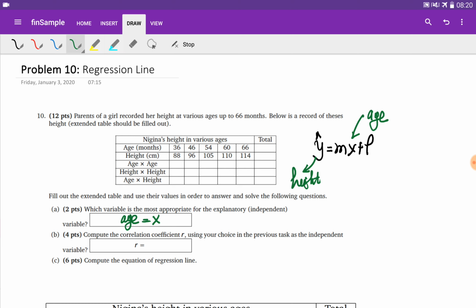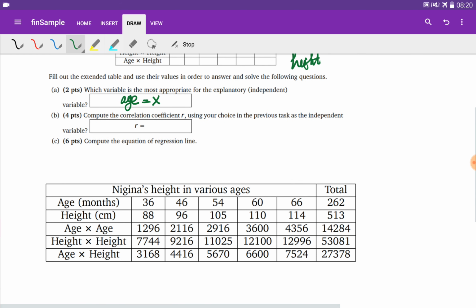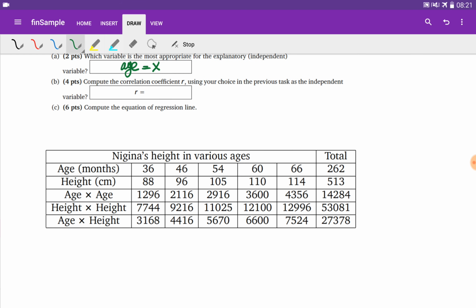In order to create the regression line or the correlation coefficient, we just need to fill out this table by multiplying every age to itself, every age to the height, and every height to itself. We can fill this table, and in total we can get these sums, right? In our case, this is the sum of x, this is the sum of y, this is the sum of x squared, this is the sum of y squared, and this is the sum of x multiplied by y.